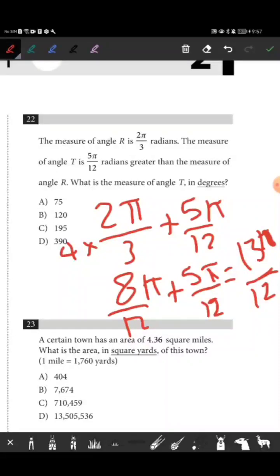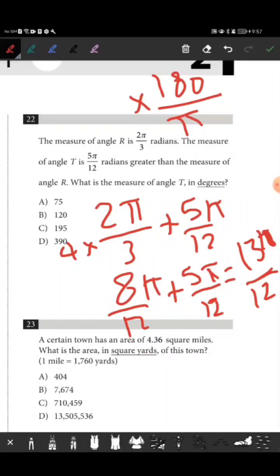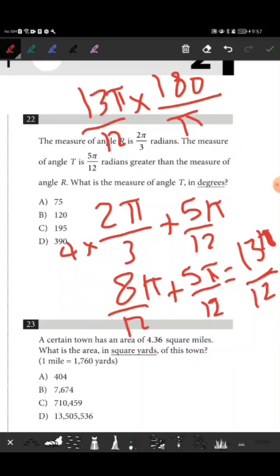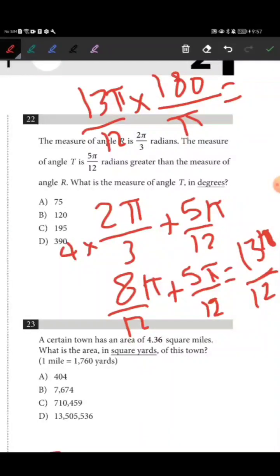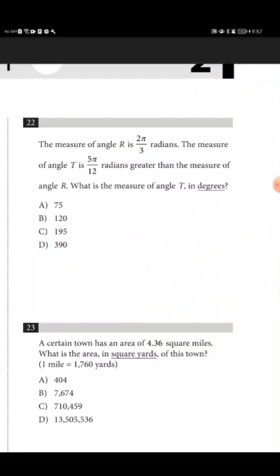In radians. So how to convert from radians to degrees? This is what we're going to do right now. So any radian, we multiply it by 180 over pi to convert it to degrees. So 13 pi over 12 is going to get us the new angle in degrees. So by using the calculator, the result is 195 degrees. So the answer is C, 195.